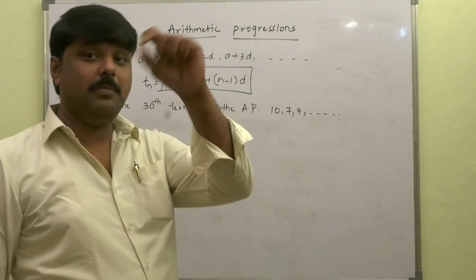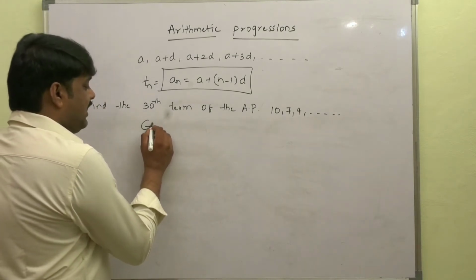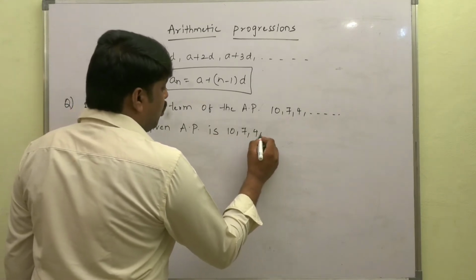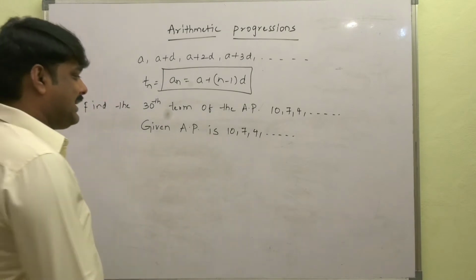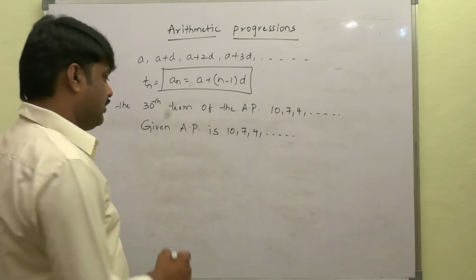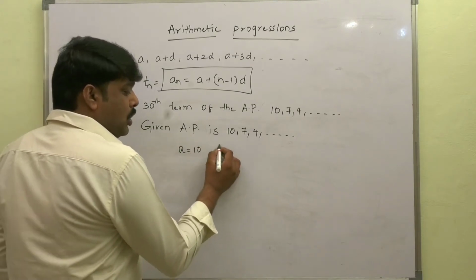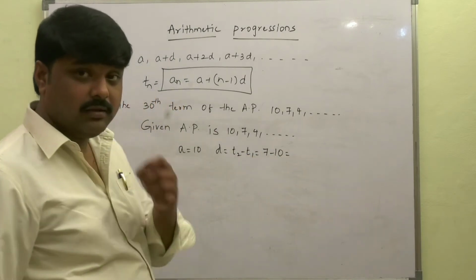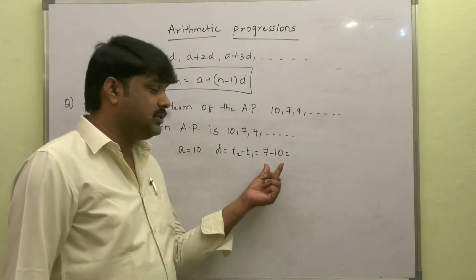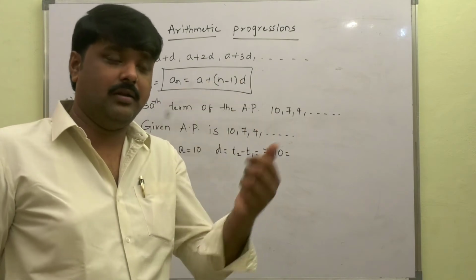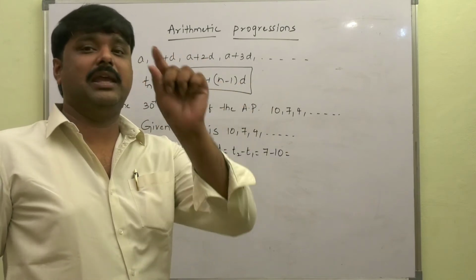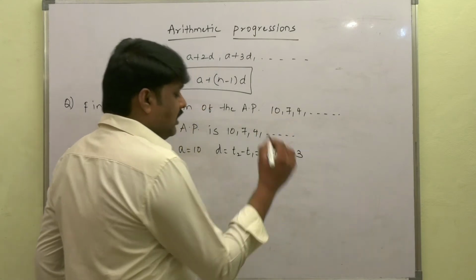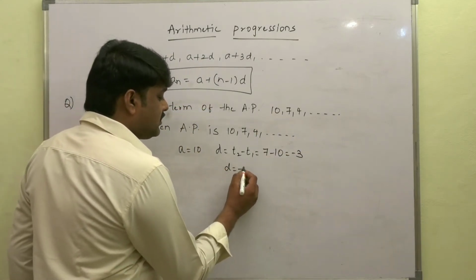30th term. First of all, let's look at the given AP. Given AP is 10, 7, 4 and so on. Let us write all the values. Already it is an arithmetic progression. Here the first term a equals 10. Common difference d equals t2 minus t1, 7 minus 10, 3. Whenever the signs are different, we have to subtract the smaller from the greater, and put the sign of the bigger number. 10 minus 7 is 3. The bigger number has a minus sign, so -3. Hence we got the value of d as -3.